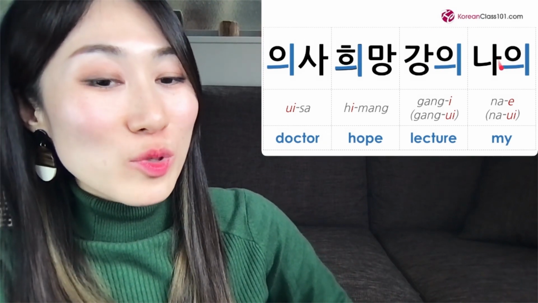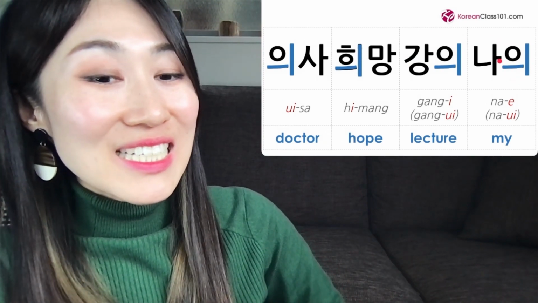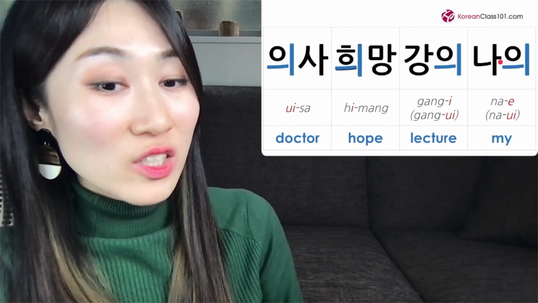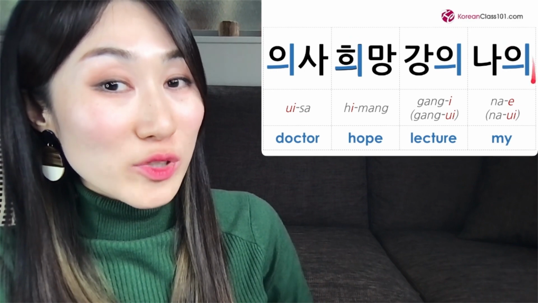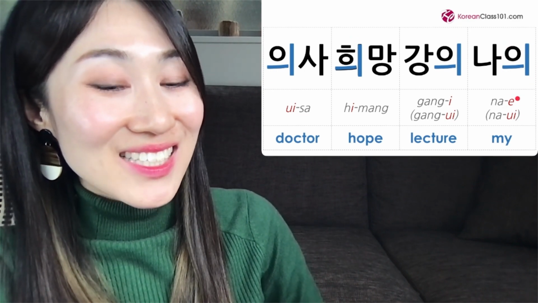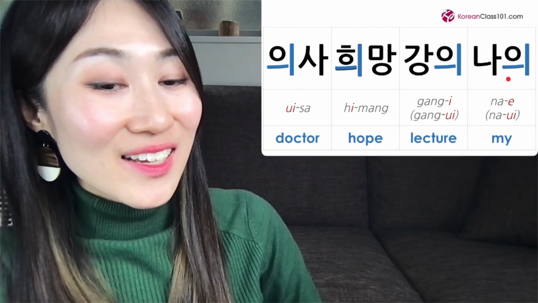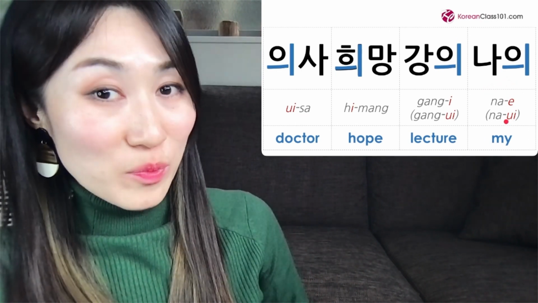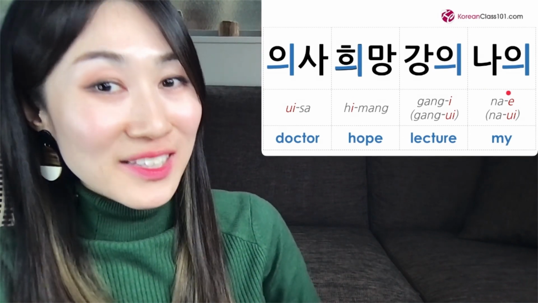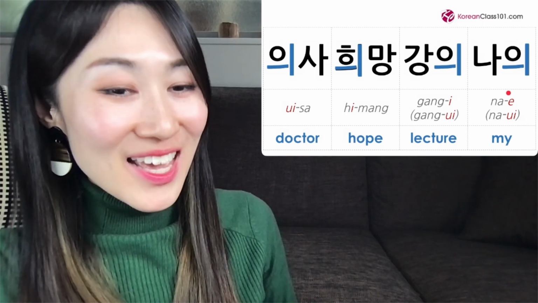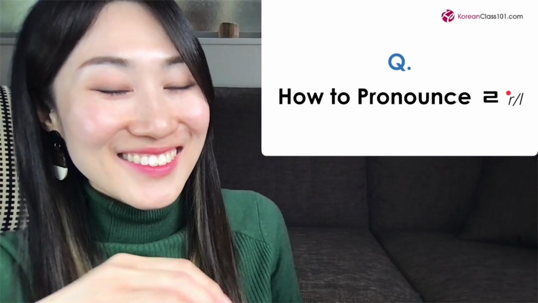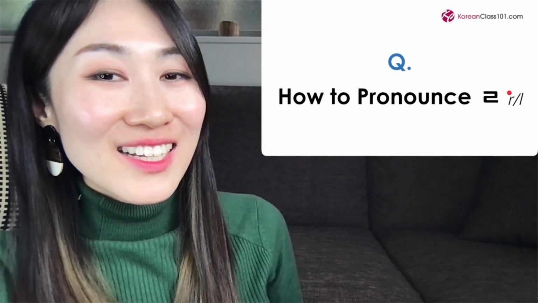Next, we have this possessive marking particle 의. Well, this is 의, but in the word. But when it's used as a possessive marking particle, the pronunciation is 에, as in 나의. 나의 is acceptable, but more commonly 나의 is used in Korea. Okay, so what's the last question of the day? How can I pronounce 리을?